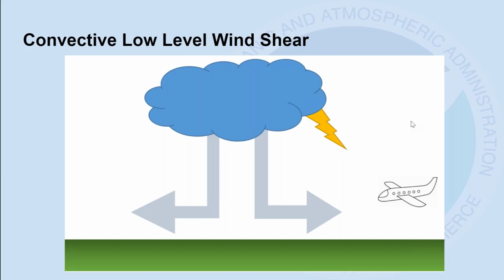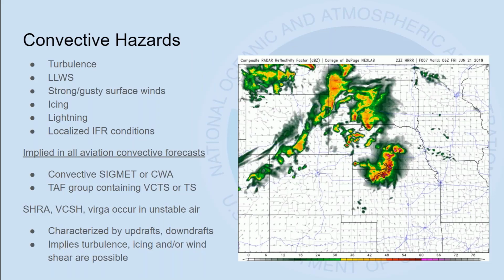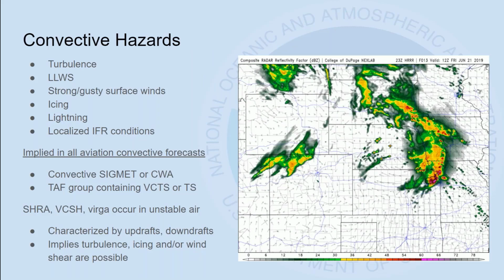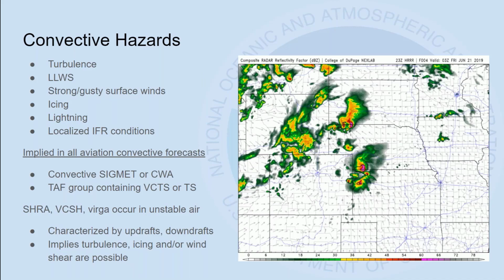Microbursts, unfortunately, can be difficult to forecast with a lot of lead time and can be difficult to warn with a lot of lead time, but they can be very hazardous to aircraft. So this is one reason why you want to avoid thunderstorms and some very intense shear that can be happening underneath that storm. As you know, there are many other convective hazards that come with thunderstorms.